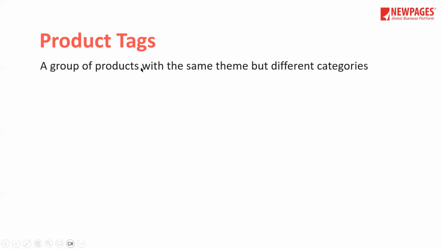Product tags are actually a group of products with the same theme but different categories. It's different from the categories that you have, because usually a category, let's say this particular category is called bag, has a list of all the bags inside. But product tags can be formed from different types of categories that maybe have the same purpose. So I'm going to share with you how you can use product tags more effectively.